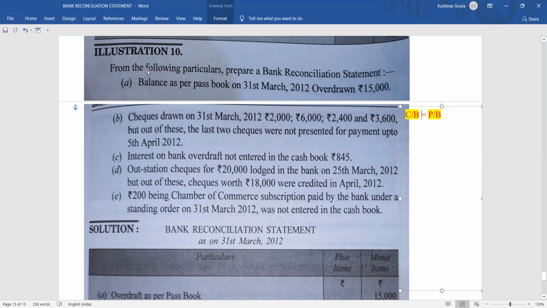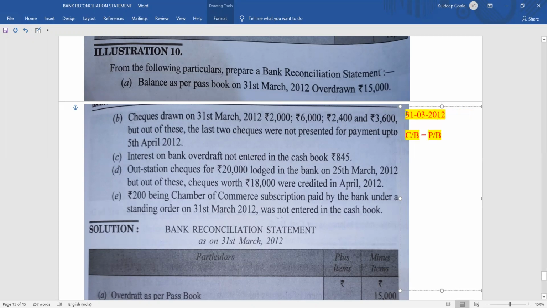So here is a question: from the following particulars, prepare a bank reconciliation statement. And it is given that in number A, what is given? Balance as per passbook on 31st March 2012. So our deadline we know, so we'll just mark up the deadline first. Our deadline is 31st March 2012. Okay, so that is our deadline.